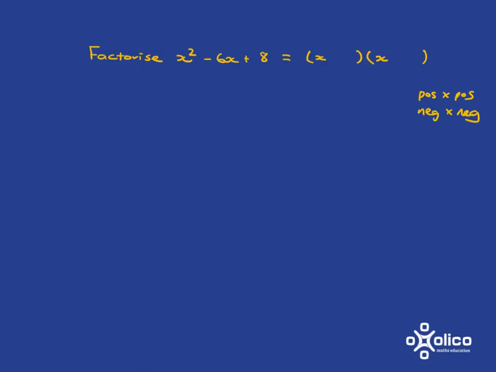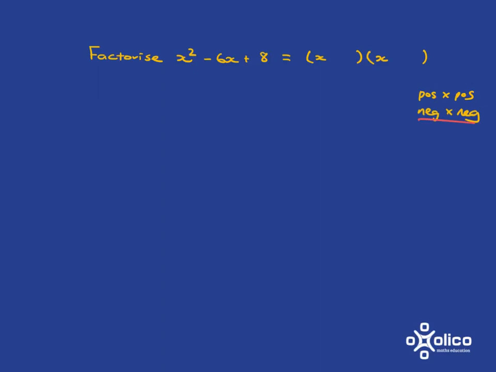But we also know that they've got to add together to get us to negative 6. Now there's no way you can have a positive number and add another positive number and get negative. So the situation that we have to be in here is a negative times a negative. So what I've got to look for now are the negative integers that multiply together to give me 8 and add together to give me negative 6? And we practiced doing this at the beginning. So let's just go through that process.